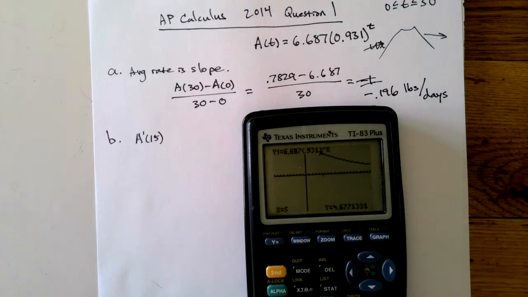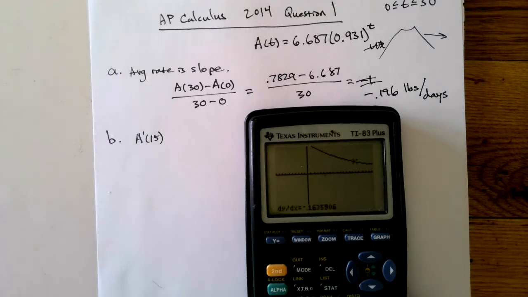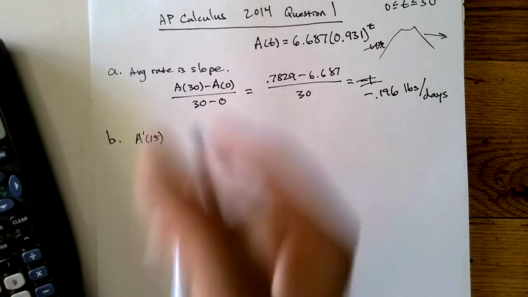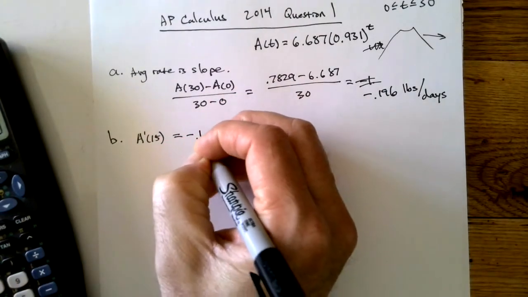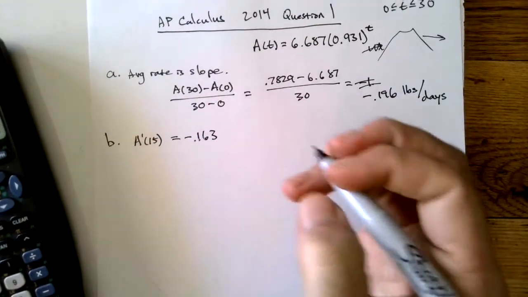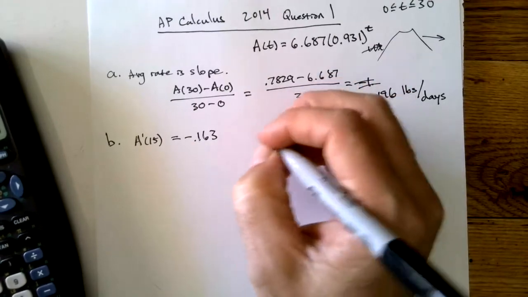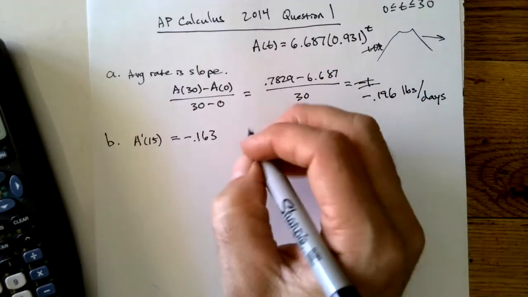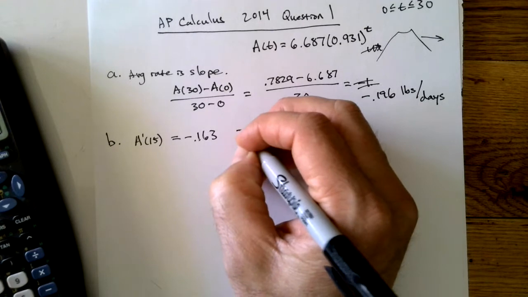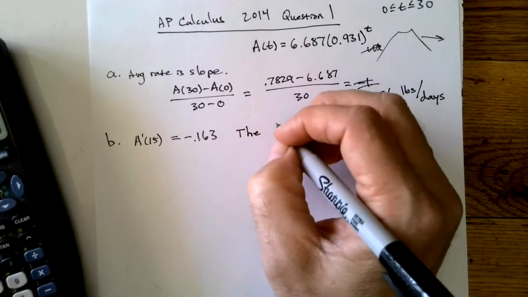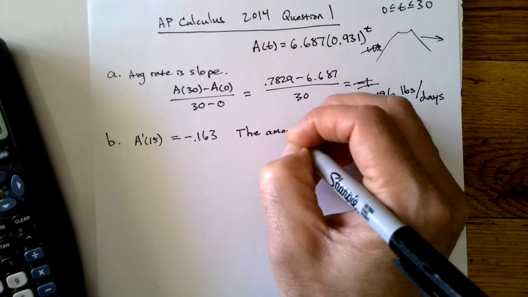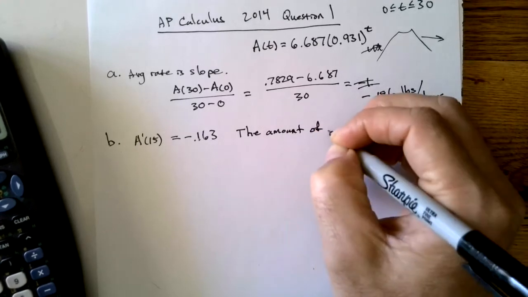And I'm going to try at time 15. So I type in 15. It gives me negative 0.163. Negative 0.163. Okay, what does that mean? It's asking for what it means. It means the amount of grass clippings.